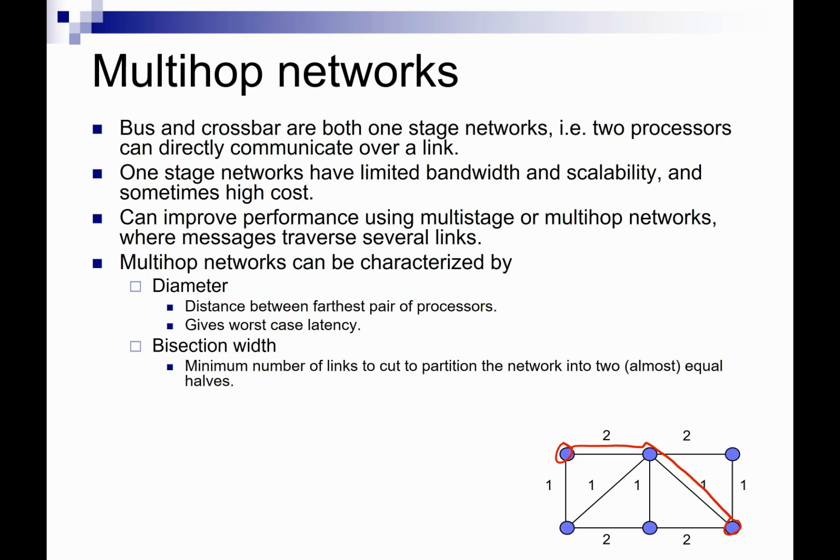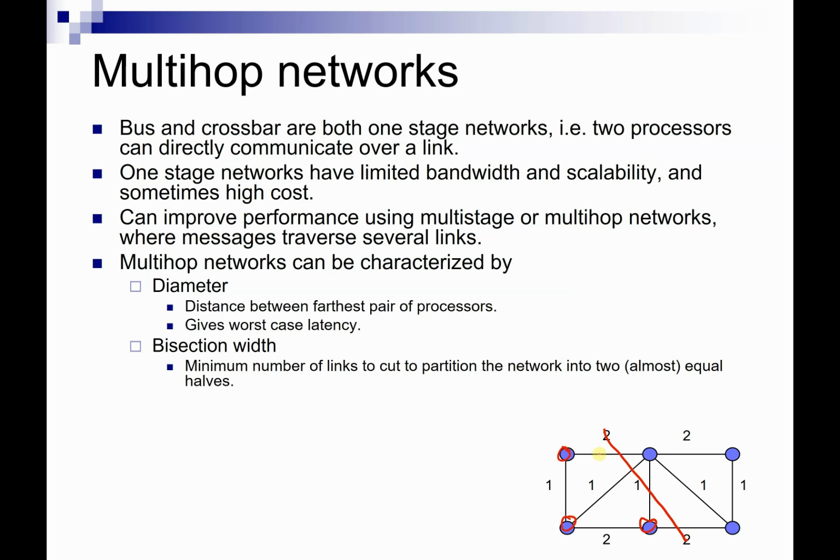Another way to measure the performance of the network is using the bisection width of the network. This is basically saying that suppose we cut this network in half. We have a network here with 6 processors. Suppose we put 3 processors on one side and 3 on the other. Then how much communication can there be between these 2 halves? Suppose we cut the processors in half like this, so these 3 processors are on one side and the others are on the other side.